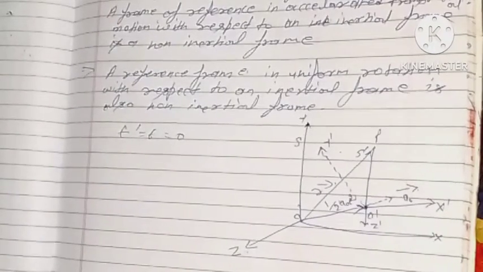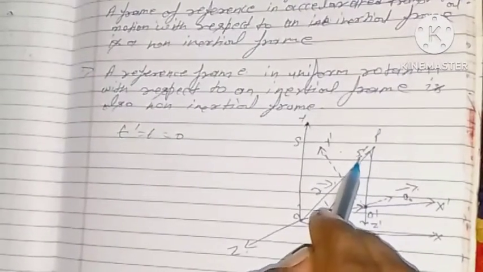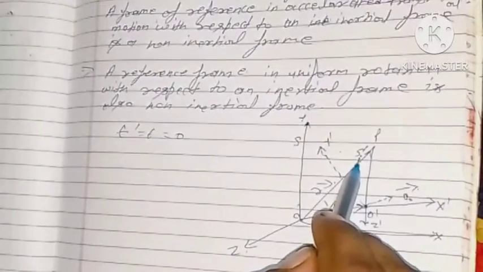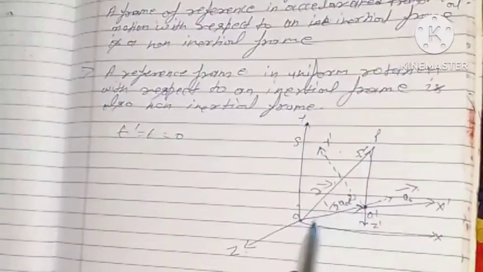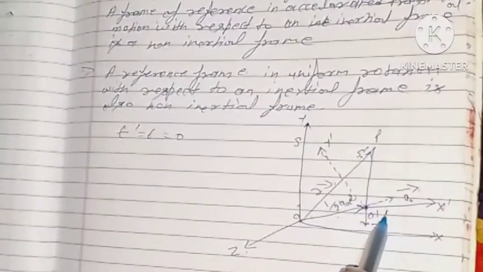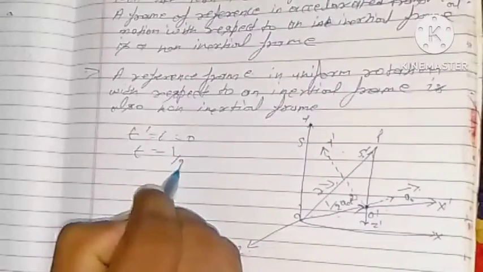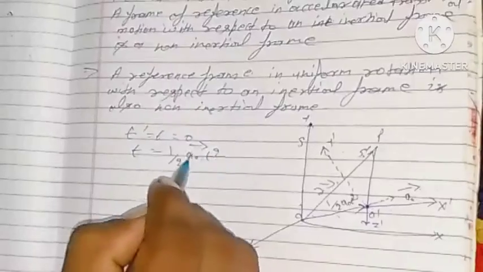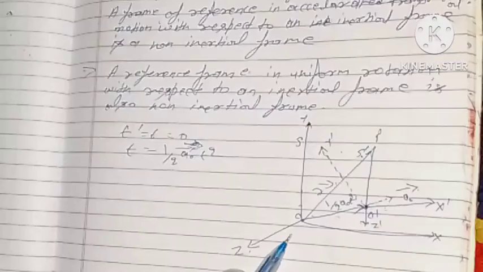Suppose the frame S dash starts from rest. Then the displacement of the origin O dash in time t is equal to one half vector a0 t square.